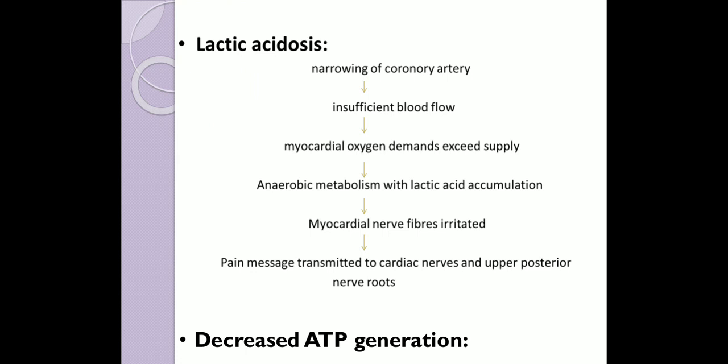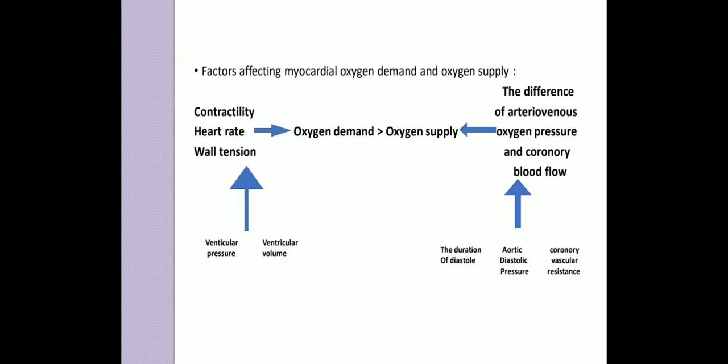Then next is decreased ATP generation. In this slide you can see what we have seen in the definition, it is an imbalance between oxygen demand and oxygen supply. So on the left side of the slide you can see that the oxygen demand is increased due to ventricular pressure or ventricular volume, which increases contractility, heart rate, wall tension, which ultimately leads to oxygen demand. And on the right side you can see that the duration of diastole, aortic diastolic pressure and coronary vascular resistance lead to the difference of arteriovenous oxygen pressure and coronary blood flow, which leads to oxygen supply.